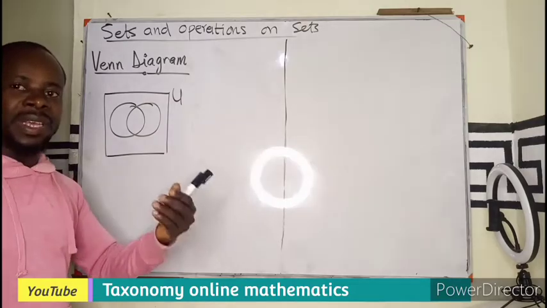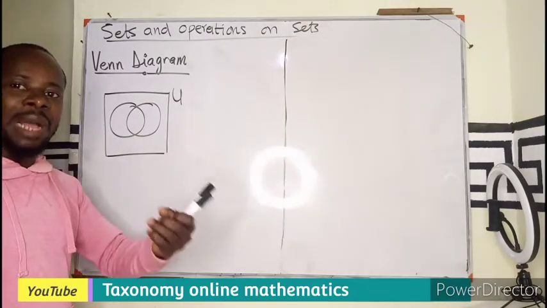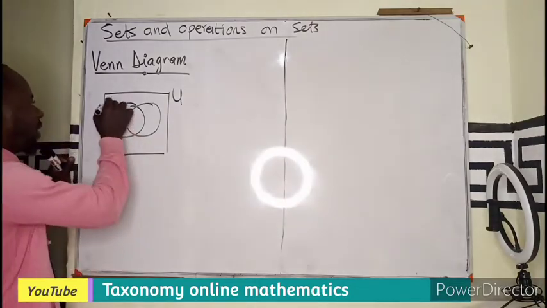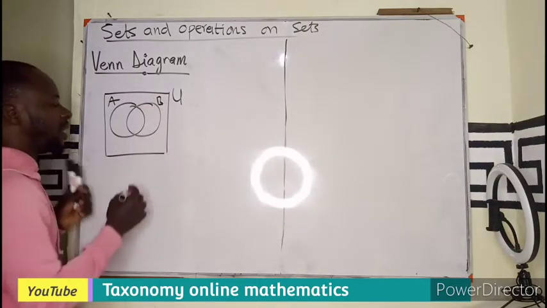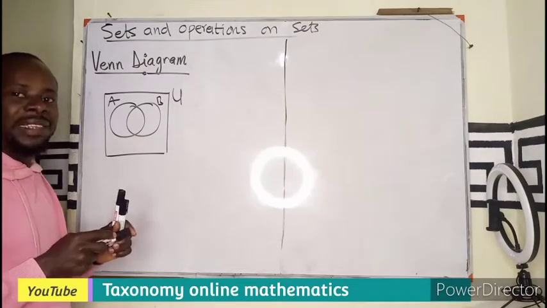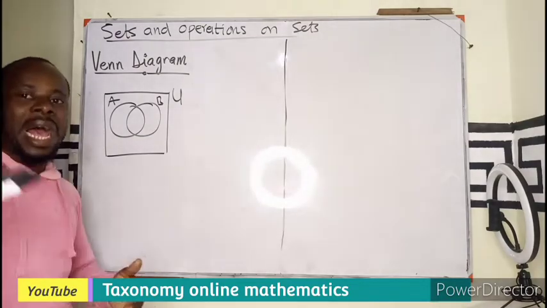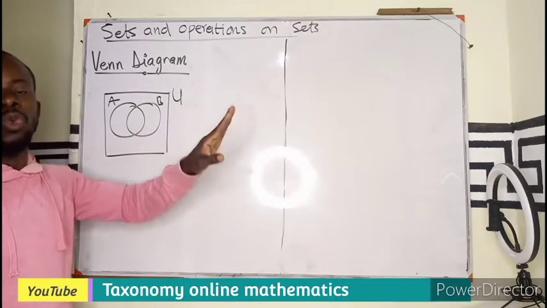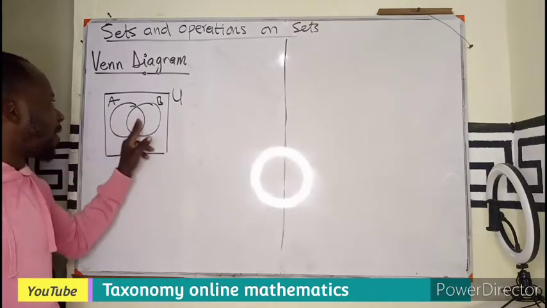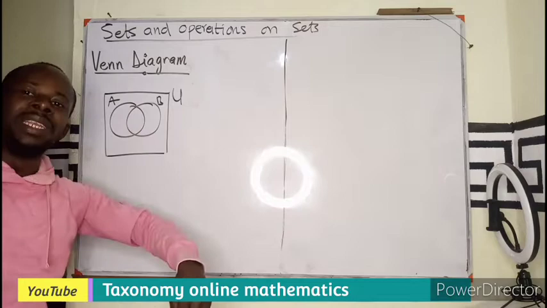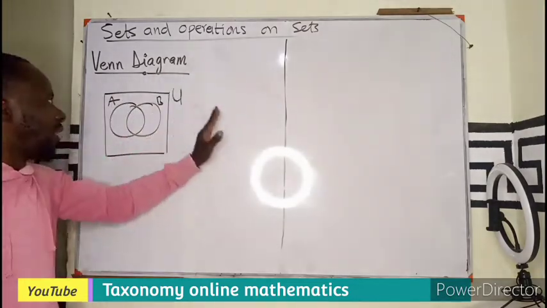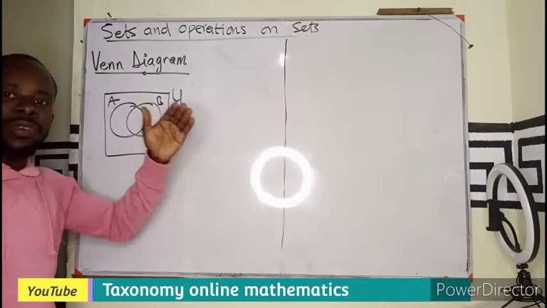The subset is just a smaller set that can be formed from the universal set. So if I label this A and label this B, I can say that the sets A and B are subsets of the universal set, that is the set U. Meaning all the elements of A and B can be seen in what? The universal set. Good.